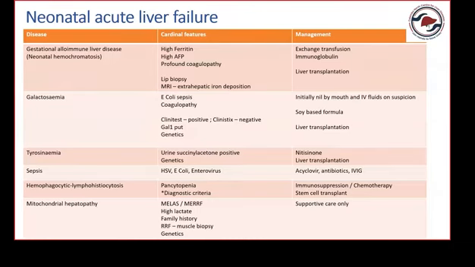Hemophagocytic lymphohistiocytosis, pancytopenia, and you know it has got its own diagnostic criteria. It might need immunosuppression, chemotherapy, or stem cell transplant. And there are cases where children required liver transplantation for hemophagocytic lymphohistiocytosis. Sometimes the liver transplantation was done first and subsequently stem cell transplant was done.